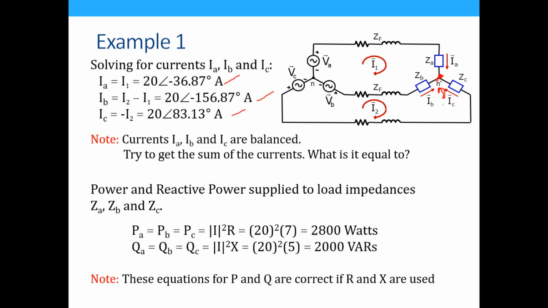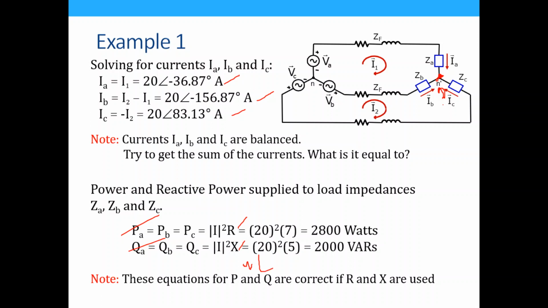Anyway, so let's look at the power and the reactive power supplied to the load impedances. How do you solve that? Well, basically, you already have the magnitude of the currents. Just multiply it with R, you get the real power. You multiply it with the imaginary part, you get the imaginary power. Okay? So X right here is omega times L.